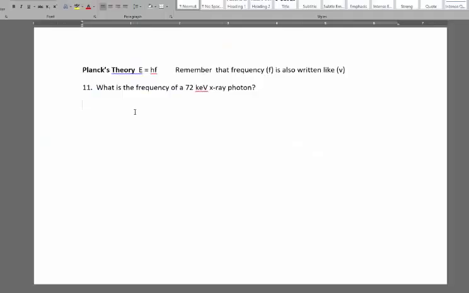The next problem is asking, what is the frequency of a 72 keV X-ray photon? So this is Planck's theory. Planck's theory says energy equals Planck's constant times frequency. You can also use the triangle for this like we did for the wave equation. You'd put E at the top, h on the lower left side, and frequency on the lower right side. Since this is asking for frequency, frequency is going to equal energy over Planck's constant.